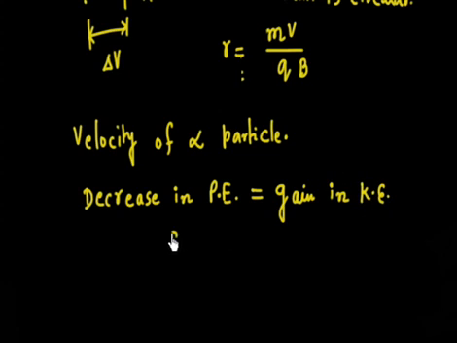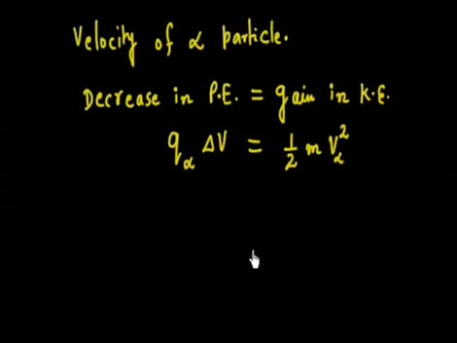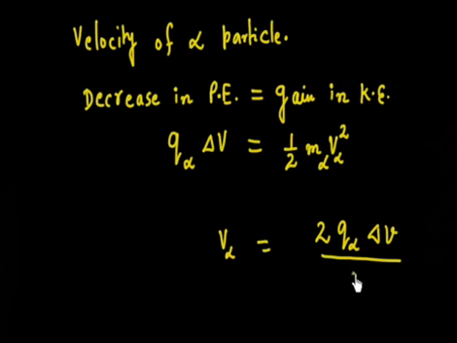Now I know the decrease in potential energy, for the alpha particle, is q alpha into delta V, the potential difference. This equals half m v alpha squared, where m alpha is the mass of the alpha particle. So from here I can calculate v alpha. v alpha is nothing but the square root of 2 q alpha delta V divided by m alpha. So this is my v alpha. Are you getting it?